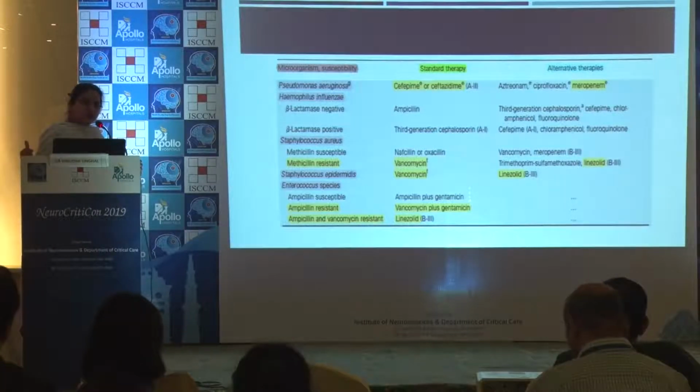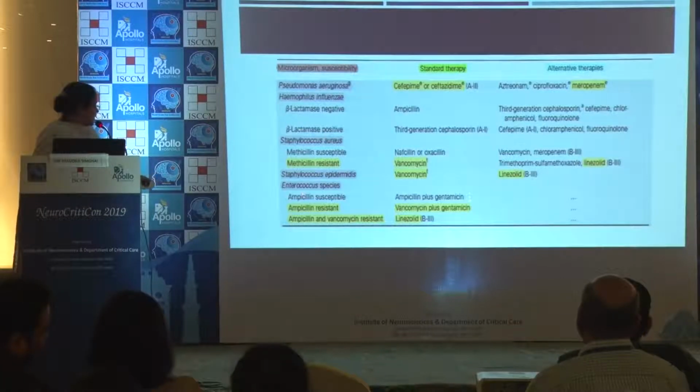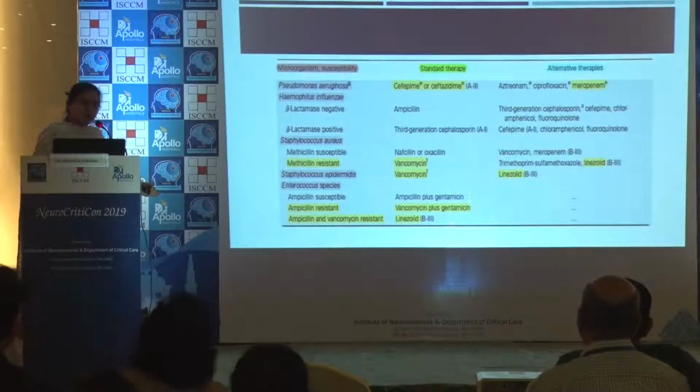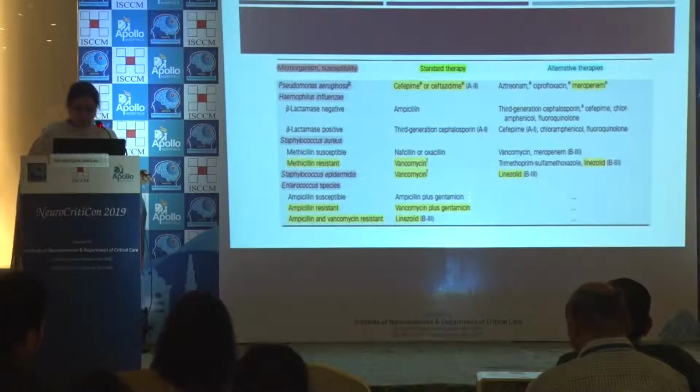If you have an infected VP shunt, the usual practice is to exteriorize that shunt. Don't let it stay in your brain. So what they do is they administer IV linezolid and they give intraventricular vancomycin for it to be effective. I don't know how many of you have done that, but that works really effectively. Okay, and for Enterococcus species, it is a tough organism, so you may have VREs. In VREs, you have to give linezolid.